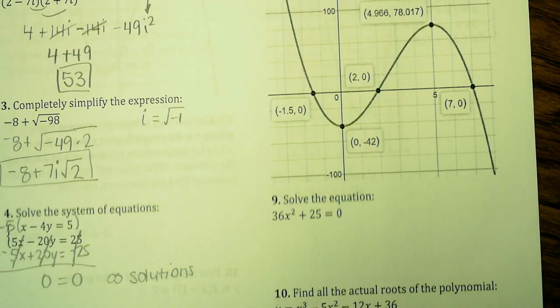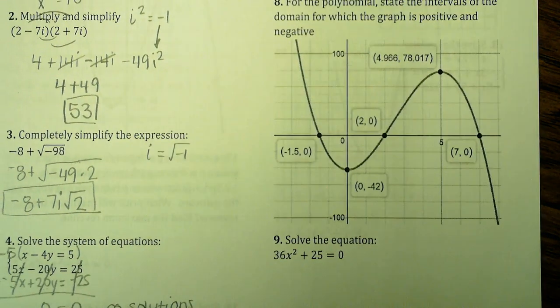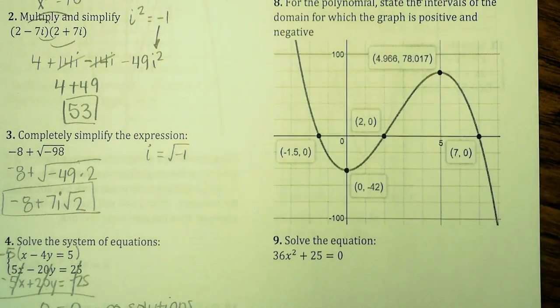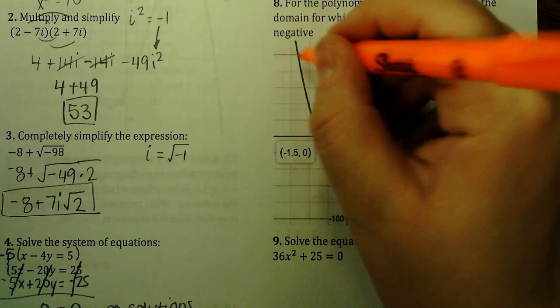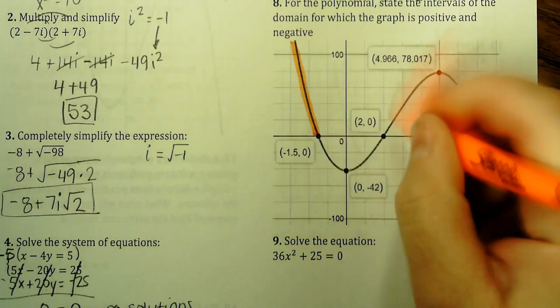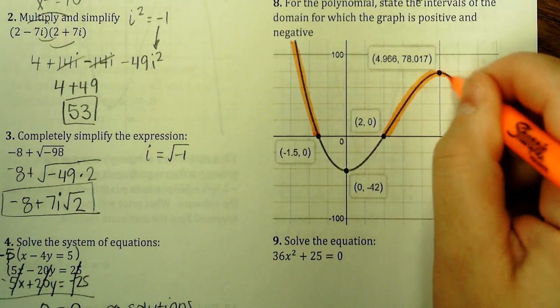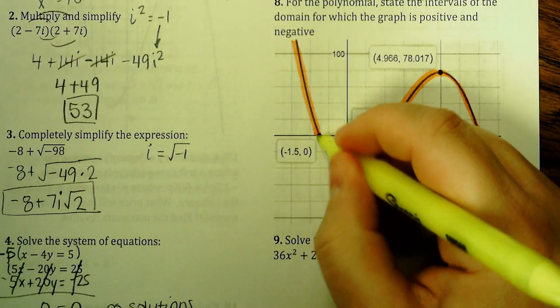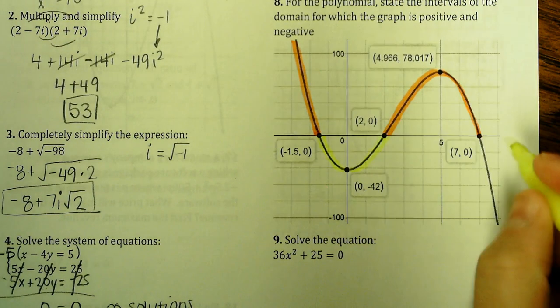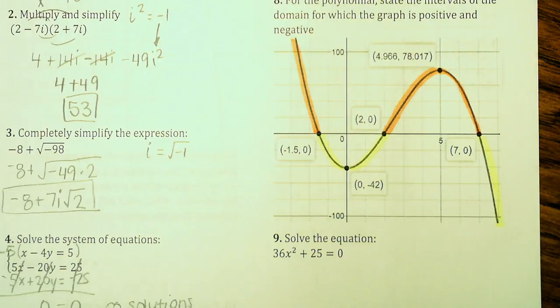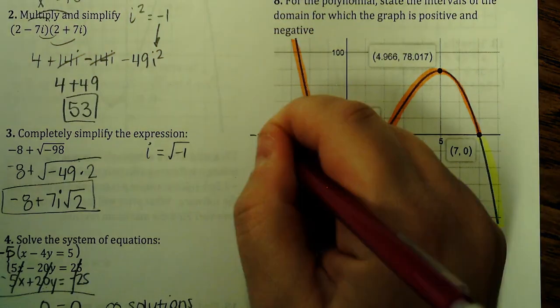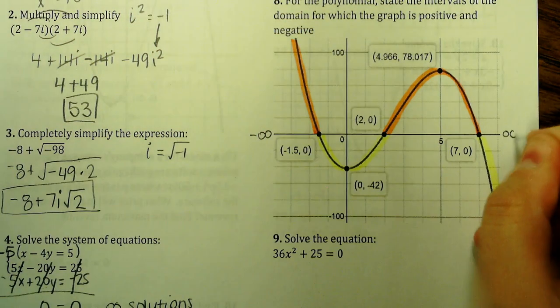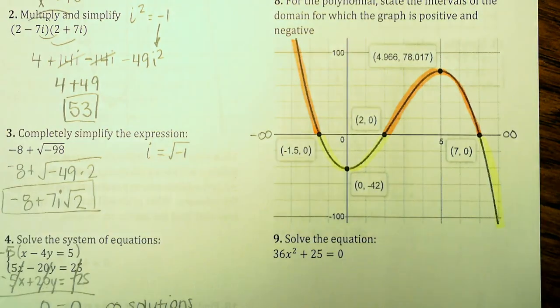Here's number 8. Want to find intervals for which the graph is positive and negative. Okay, positive values are when your y-coordinates are above the x-axis, and negative is going to be when you are dipped below the x-axis. So we're just going to write these intervals real quick. You always want to move from left to right. These are always based on x values.